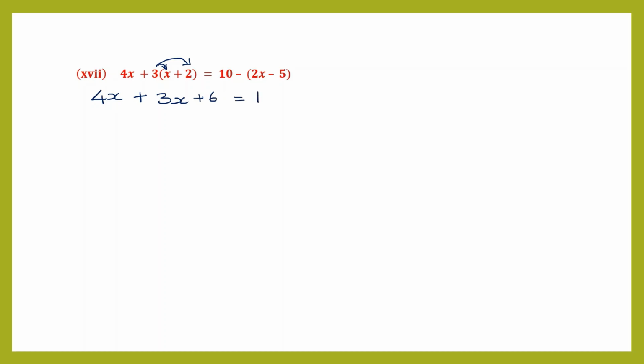Now let's go to the other side. We have 10. Again, before the bracket we have a minus sign. That means the sign of all the terms inside should change. 2x has a plus sign. Now because there's a minus sign before it, it will become minus 2x, and minus 5 will now become plus 5. Now on the left hand side, let's have a look at the x terms and work that out first. 4x plus 3x, 4 plus 3 is 7. So 7x plus 6 equals, on the right hand side, let's work on the numbers. 10 plus 5, that's 15, minus 2x.